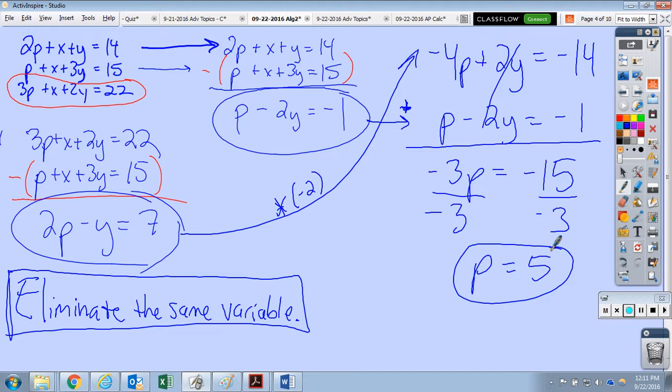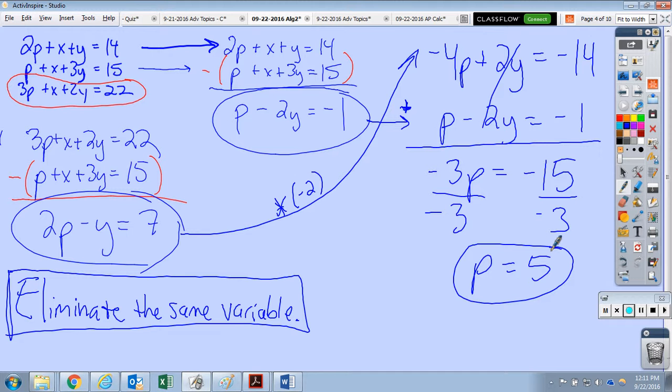Okay, so now you've reached this point. Now you can plug this into either one of these. And it shouldn't matter which one. In fact, if you get different values for this one and that one, then you know you did something wrong. It should work for both.